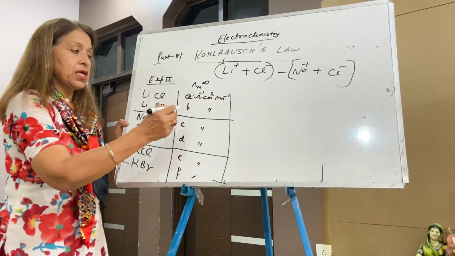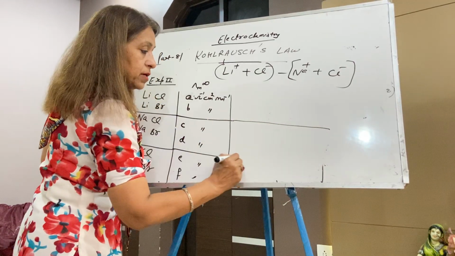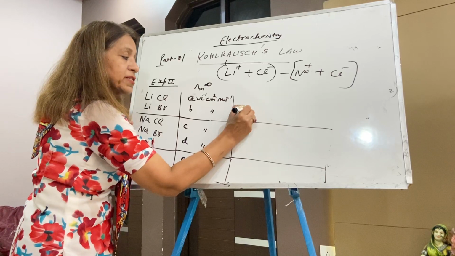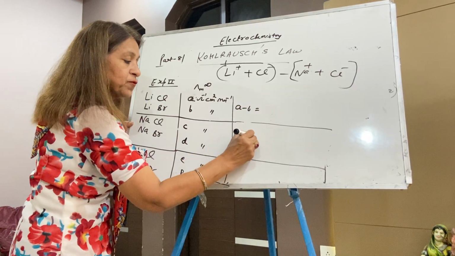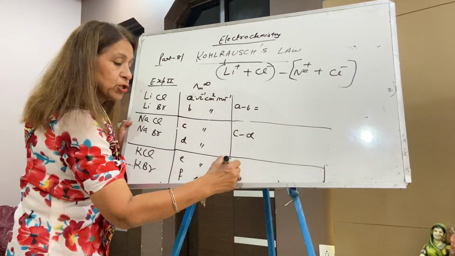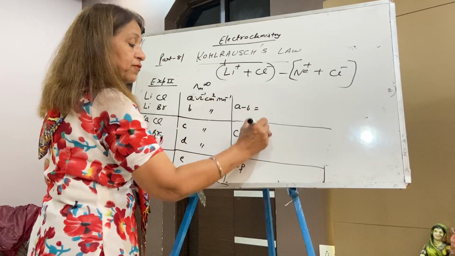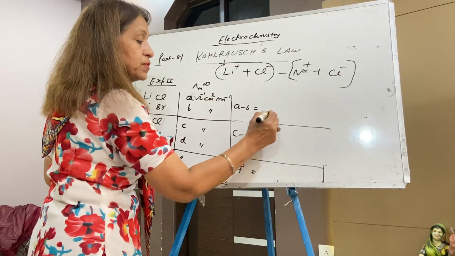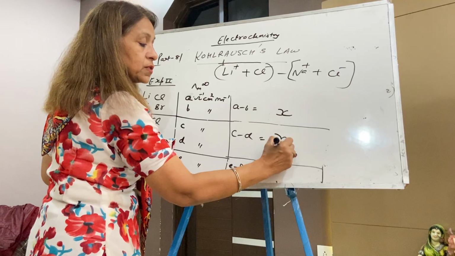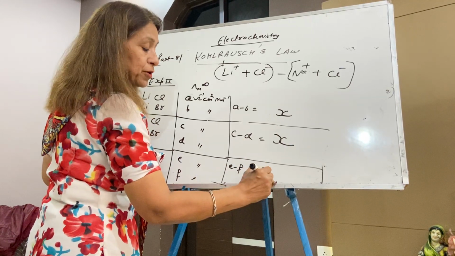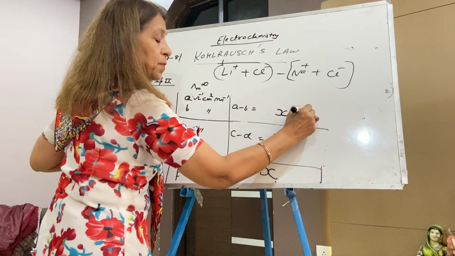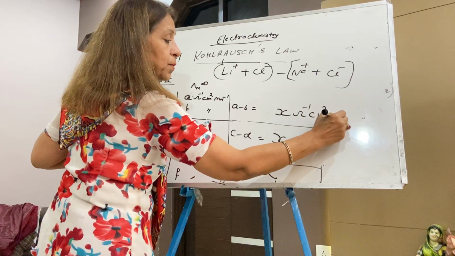Let us subtract all these. Make pairs. Let us subtract A minus B. Here subtraction of C minus D. Here subtraction of the values of E minus F. And interestingly the answer comes x, again x. Small letter x. In experiment 2 it is x. Unit is per ohm, centimeter square, per mole.